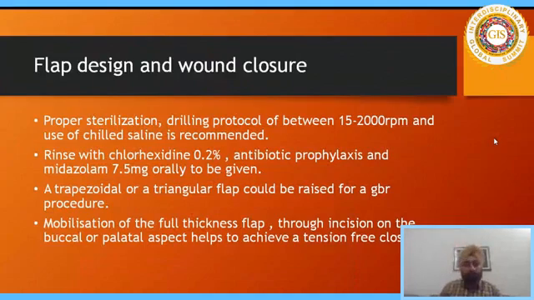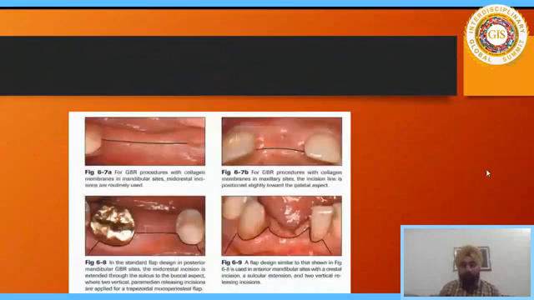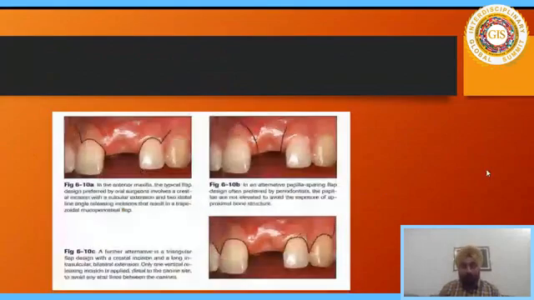The flap could be a trapezoidal or triangular flap, that is up to your decision. And the mobilization of the full thickness flap through incision on the buccal or palatal aspect helps to achieve a tension-free closure. The partial thickness flap. These are some of the flap designs for the maxillary central incisor. You could use a papilla sparing incision. You could use a wide incision. If you go for the distal aspect of the canine, then the scarring will not be visible.